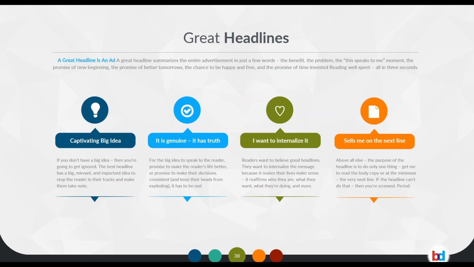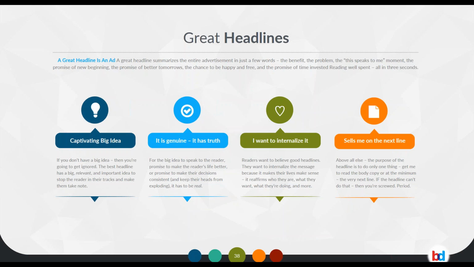There are 4 elements to a great headline. Number 1, it captivates with a big idea. Especially now with so much fluff out there. If you don't have a big idea in whatever it is you're going to present to me, you're going to get ignored. Now, I don't mean the big idea's got to be so big it appeals to everyone on the planet. But whatever you're talking about to your audience or your intended niche, it better be like the biggest idea since sliced bread to them.